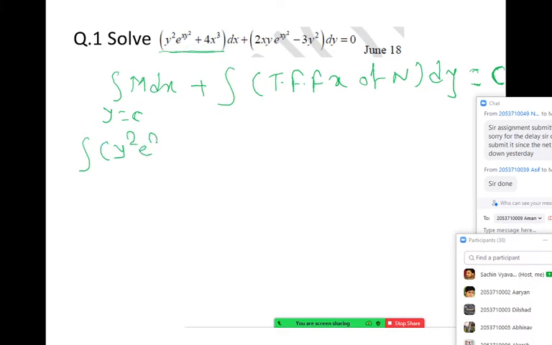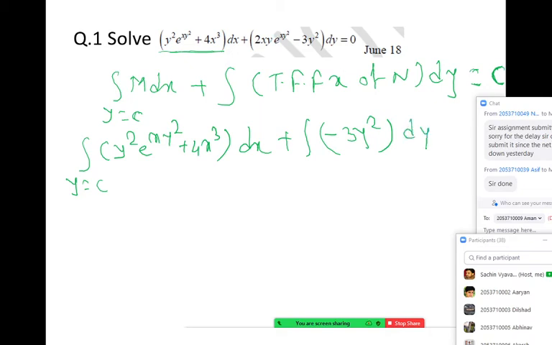So this is everything, we should write it as it is. y square e raised to xy square plus 4x cube. So this is M dx, and treat y like a constant. Plus now we write only those terms of N which are free from x. So in this N, we have minus 3y square. Only one term is there. So there are two terms actually. The first term involves the variable x, and that's why.